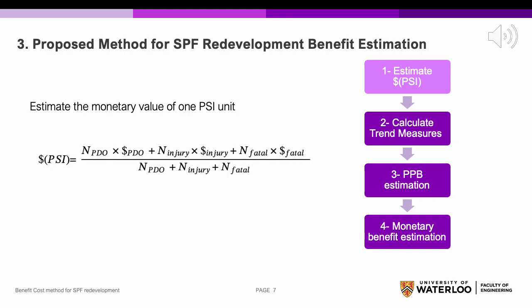Now let's have a look at each step of the proposed method. In the first step, we estimate the monetary value of one PSI unit, which can be calculated as a weighted average of different crash types and their societal cost as presented in the given formula. In this formula, N represents the number of crashes for each severity type that occurred in the redevelopment period, and $ represents the societal cost of one crash of each severity type.